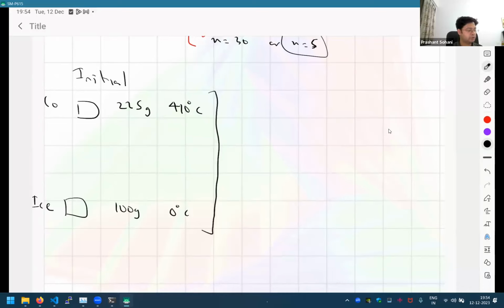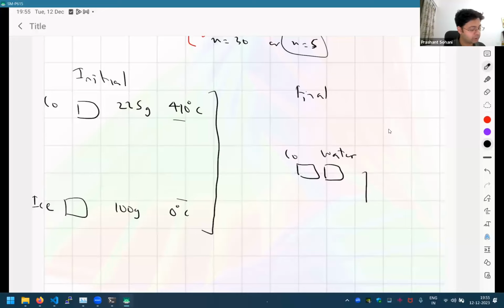Then what will happen, because this is clearly so much hotter than this, will cause the ice to start melting, and presumably all the ice will melt, and at that point it has become water, and after that the temperature of the water will keep rising, and the temperature of the cobalt will keep falling. And what will the final diagram look like? That they have both reached some equilibrium temperature, the cobalt and the water, they have both reached some temperature, which let us call x degrees Celsius.